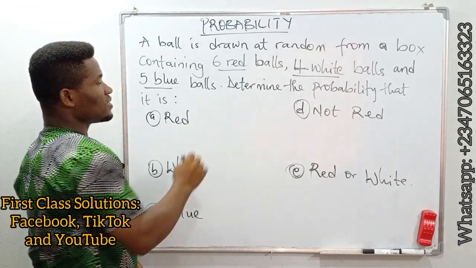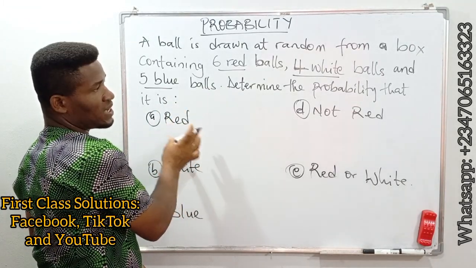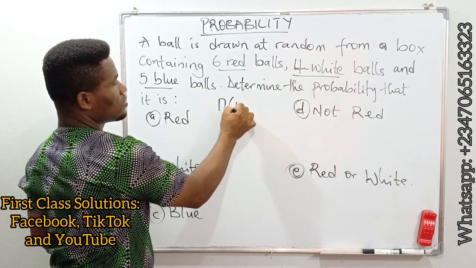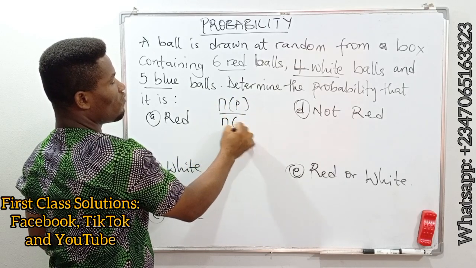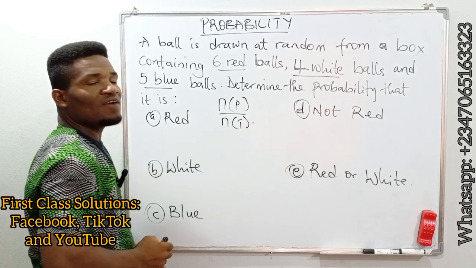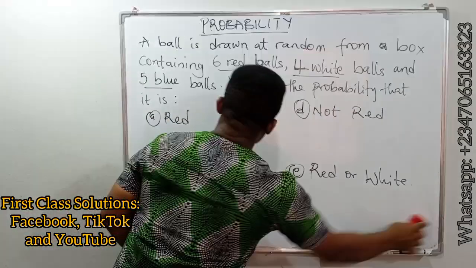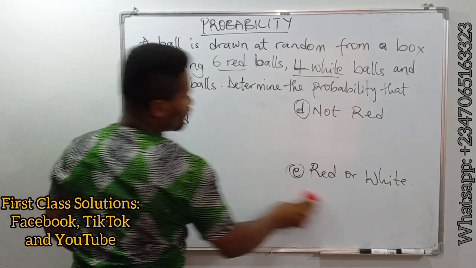So in probability, the probability of a value in this kind of question is the number of possible outcomes over the number of total outcomes. If you have this in mind, we're able to solve all of these questions. So let's go. Number of possible outcomes over number of total outcomes.